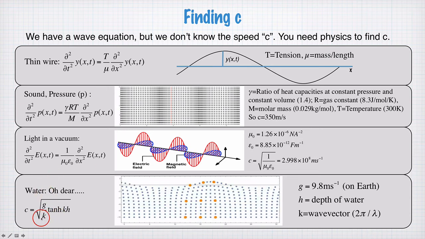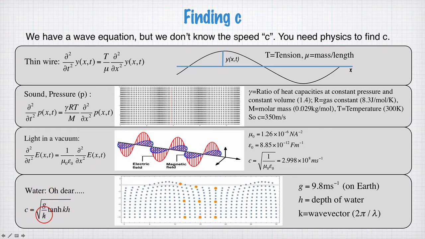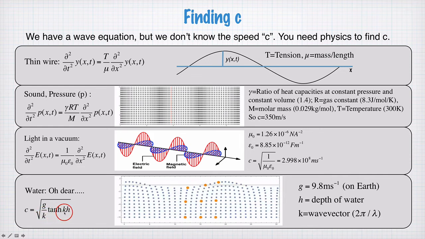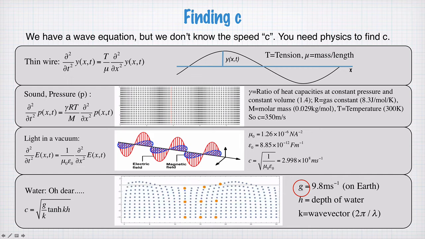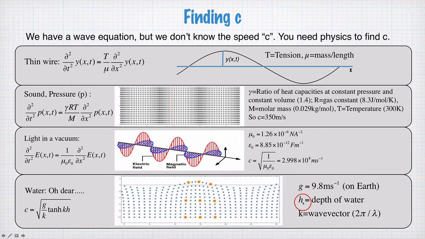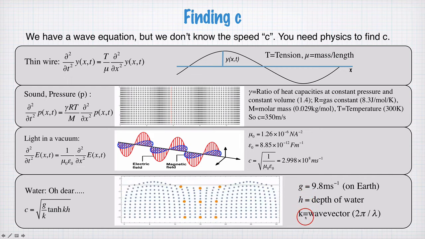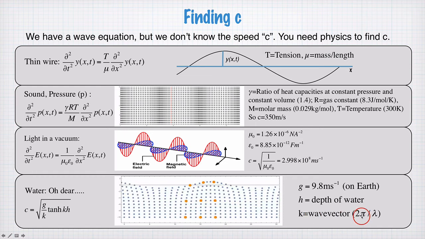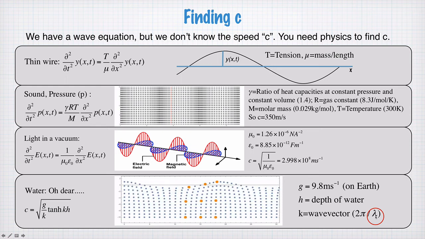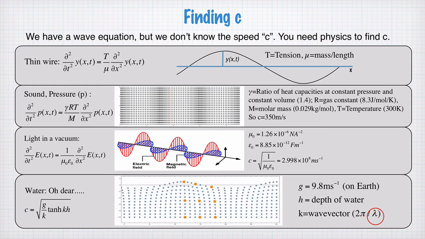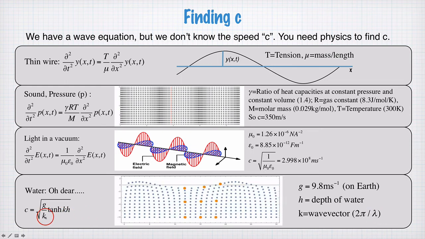The speed of this transverse wave is given by the square root of g divided by k, multiplied by the hyperbolic tan, that's tanh, of k times h. g is acceleration due to gravity, h is the depth of the water, and k is the wave vector. So that is, for a sinusoidal wave, 2 pi divided by lambda. So if we're dealing with a single frequency wave that has a particular wavelength and frequency, then we can write down the speed of the wave.